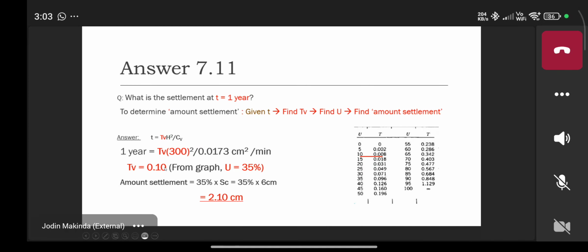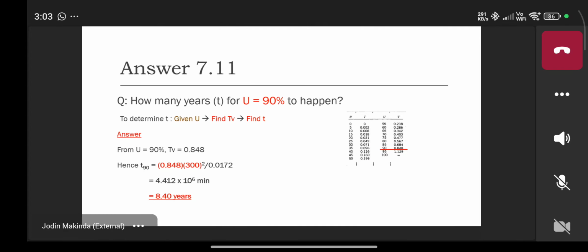Therefore, 0.10 gives you the value of U 35%. The final answer is 35% of the SC, which is 2.10 centimeter. Okay, 2.10 centimeter.